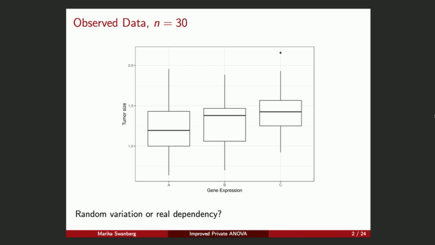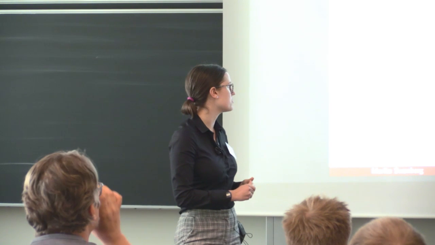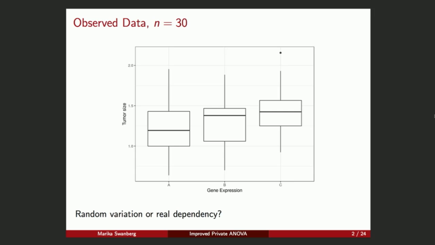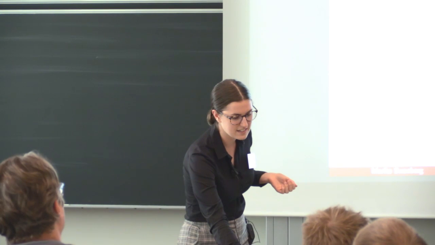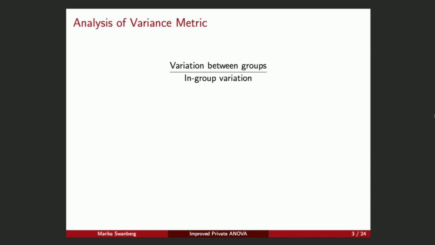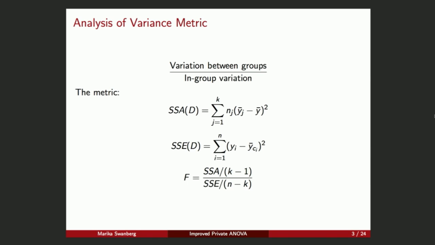In this case, they are somewhat different, but you could also argue that they're maybe not different enough to give you a conclusion. So we want to know if the overall variance of the database can be accounted for by within-group variance. And so statisticians have created a metric for this. Basically, it's a ratio of variation between groups and variation within groups. And here are the specific details. We typically use the F test because that's been shown to be optimal in the public setting. And it's a ratio of SSA and SSE.